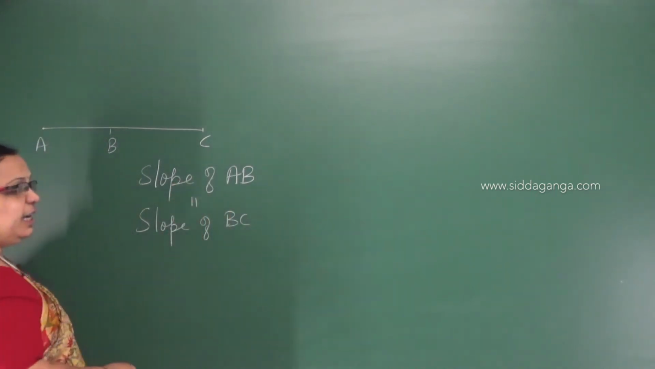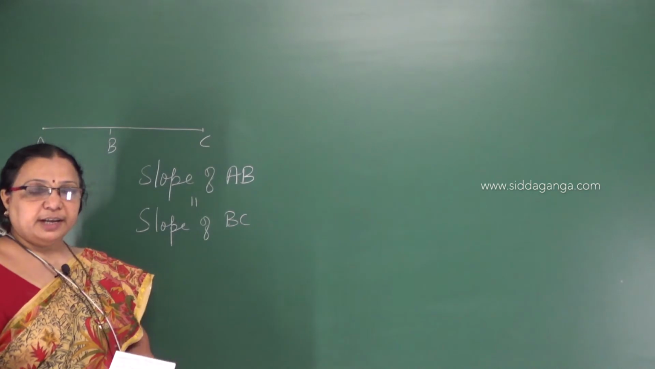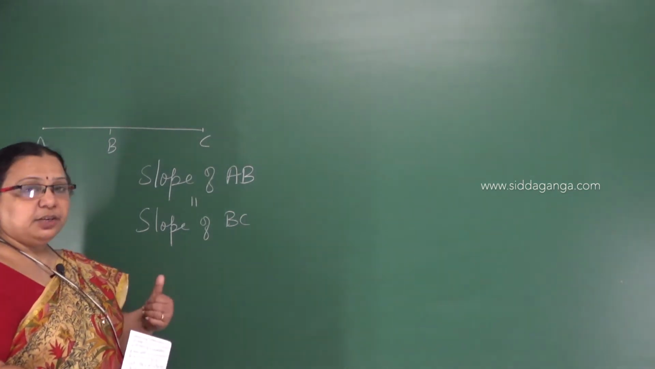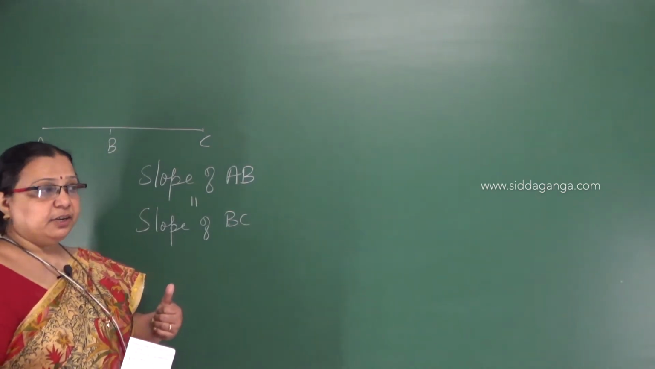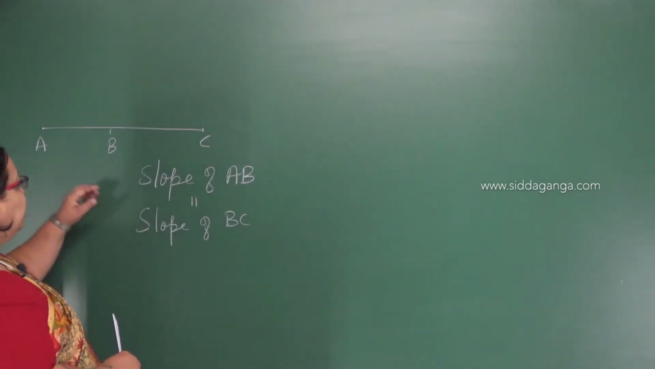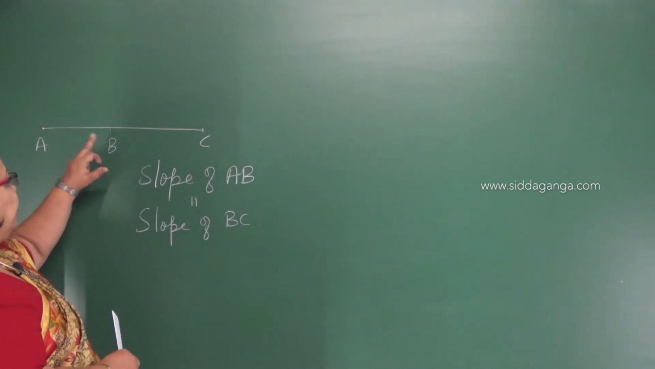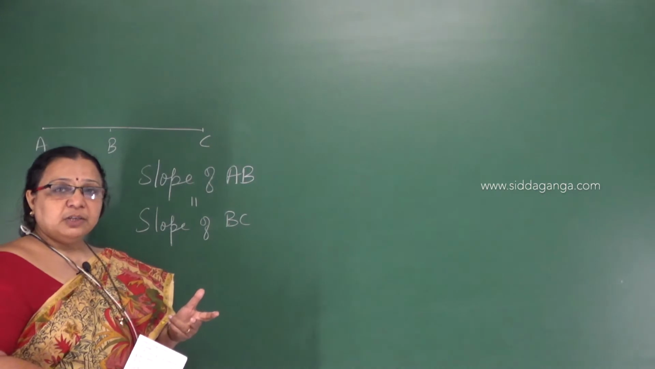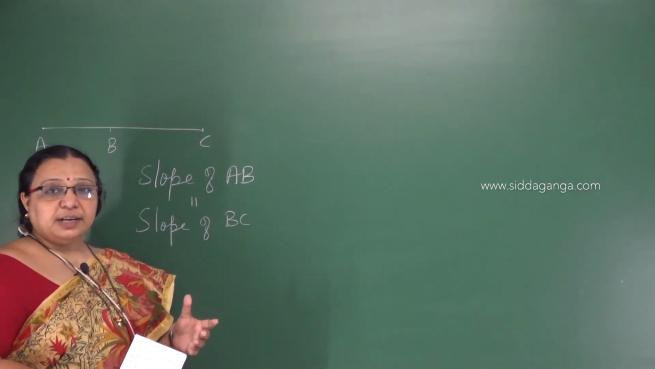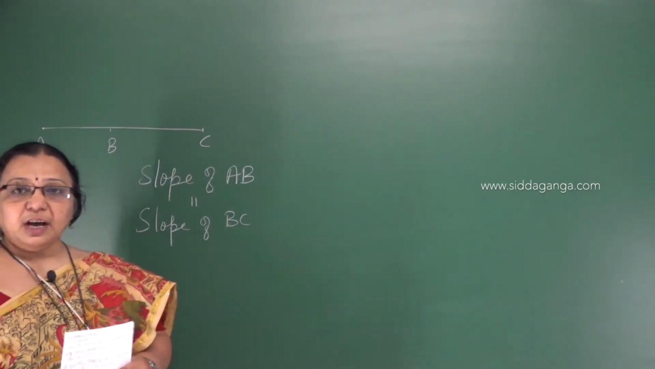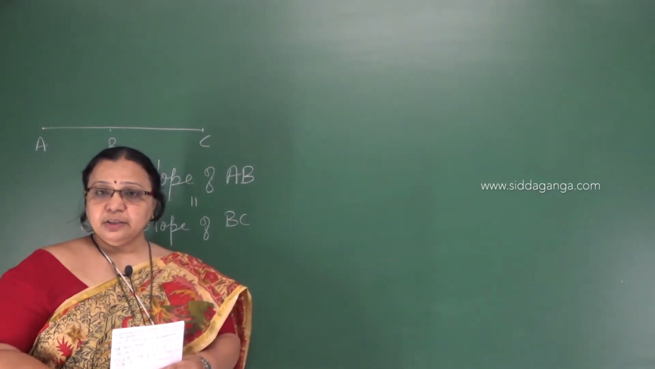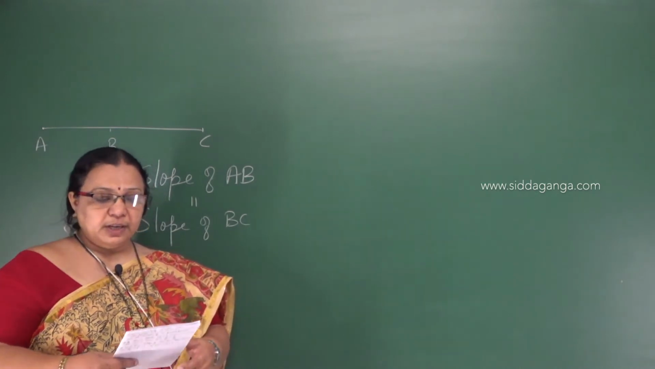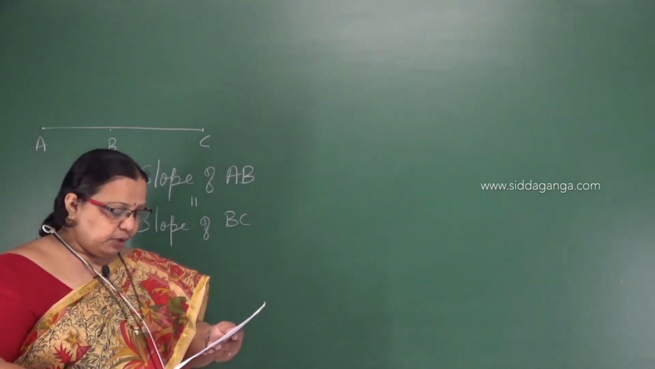If we prove and show that these two are equal, it implies that the given 3 points are collinear. Or we can consider that the slope of AB as well as the slope of AC are also the same. So this also implies that the given 3 points are collinear. That is how we have to show that the given 3 points are collinear.